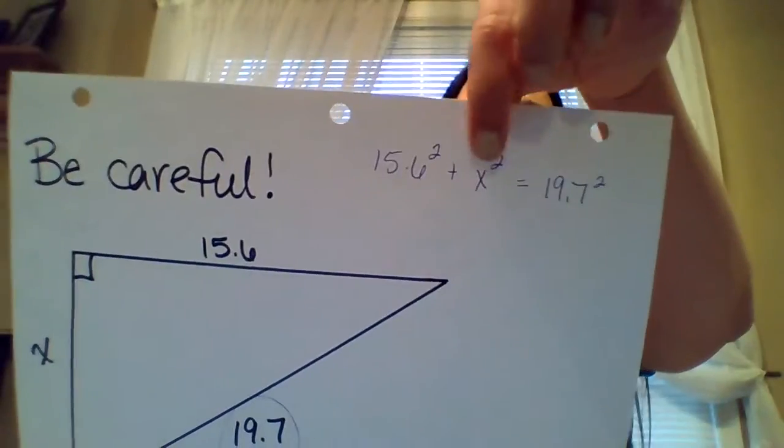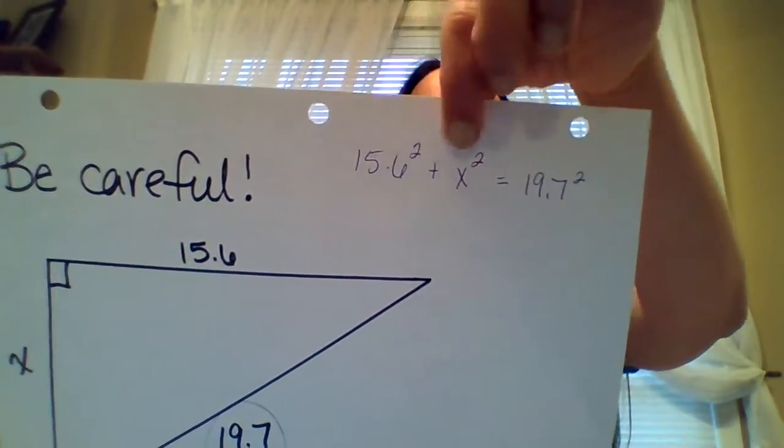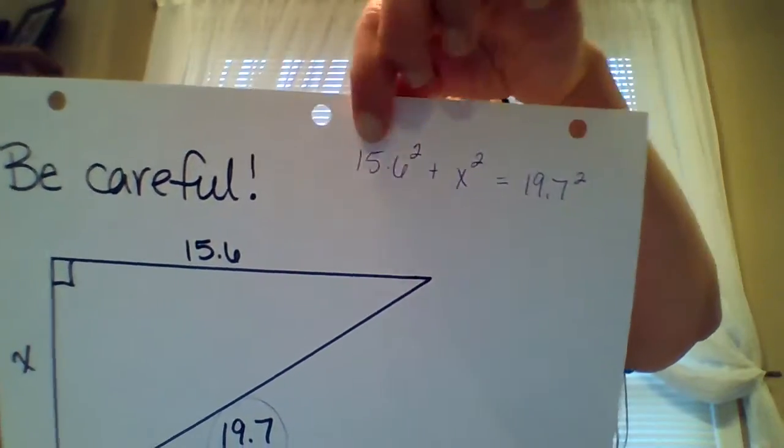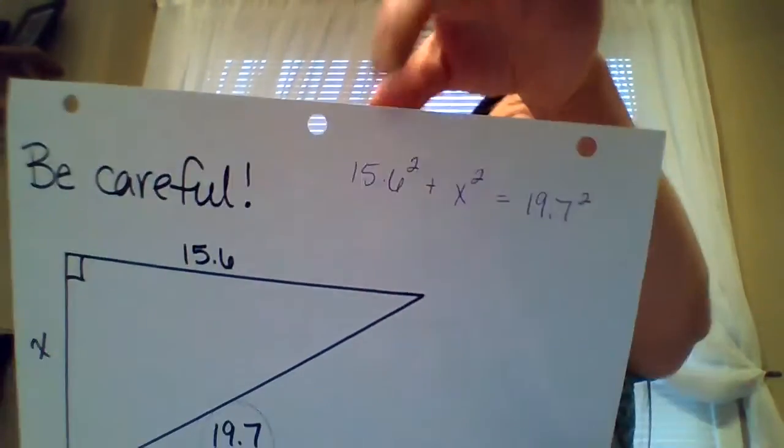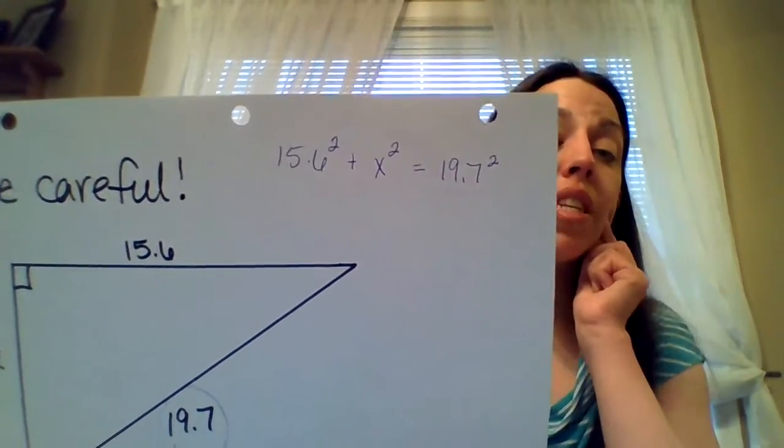But please notice this time x is on this side. It's okay if I would have had that 15.6 and that x switched, but x is now on this side. I have to be careful about how I do math. I am still going to square my numbers first. So I'm going to use my calculator to do 15.6 squared. That gives me 243.36.